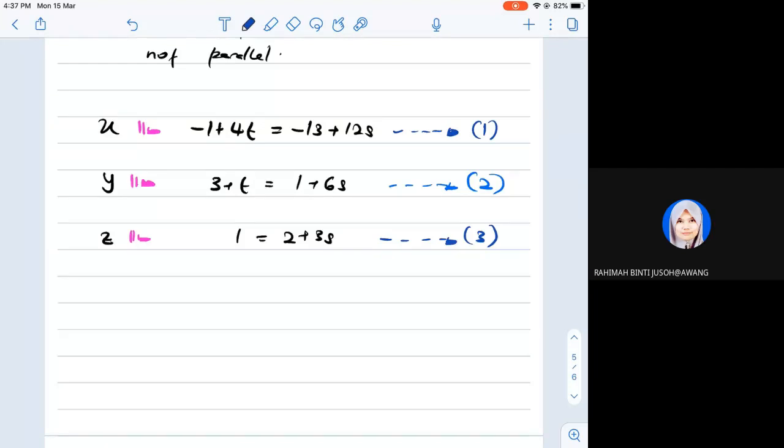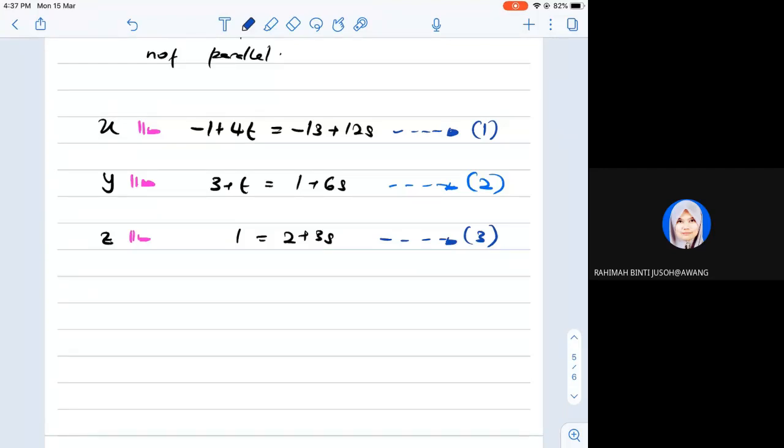Tetapi kalau bila you test dia tak memenuhi pun equation ketiga, bermaksud dia tak parallel dan dia juga tak intersect. So what happens guys bila tak parallel dan tak intersect? Skew, yes, very good. So the two lines are skew.